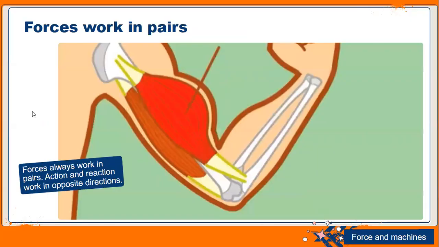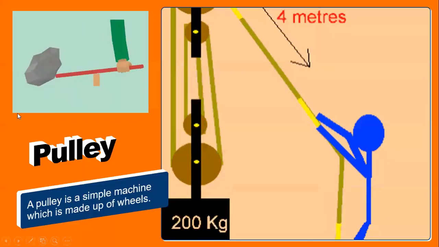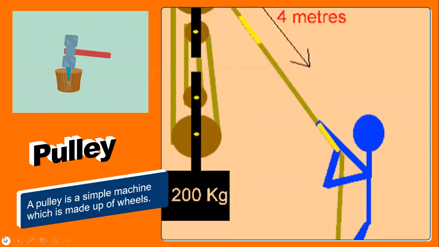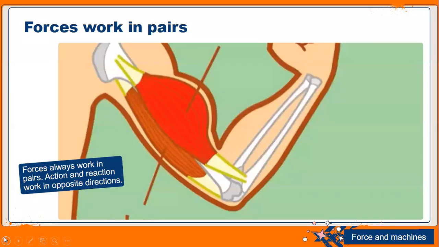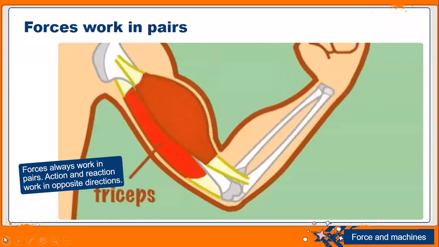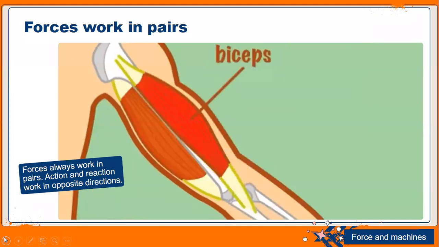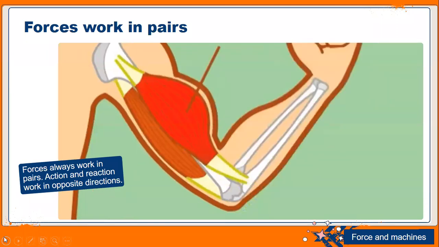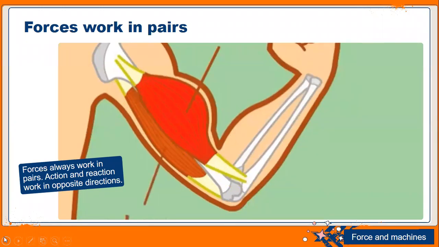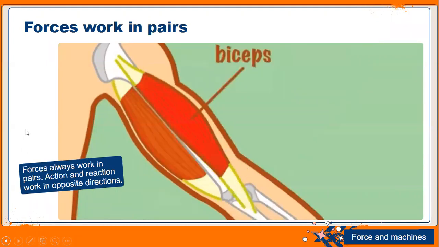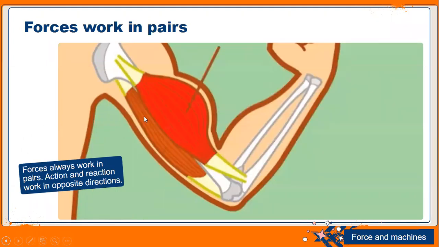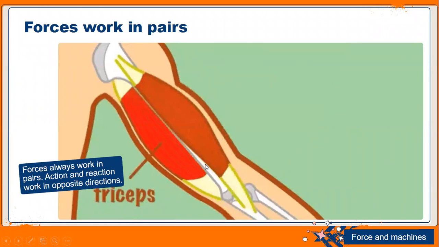Forces work in pairs. Forces always work in pairs. Action and reaction work in opposite directions. The principle is used in space rockets and jet planes, where engines expel hot gases and the reaction pushes them in the opposite direction. Muscles also work in pairs. When one muscle contracts, the other relaxes. With the help of these muscles, we can move our hands and legs easily.